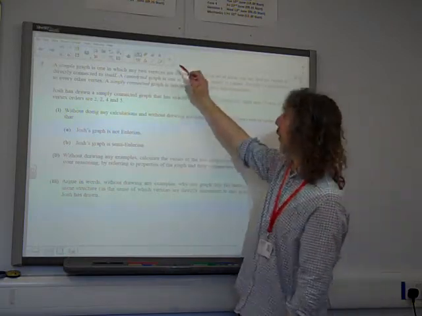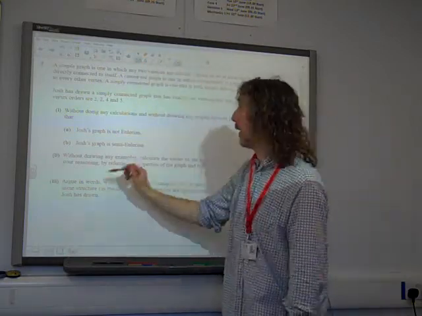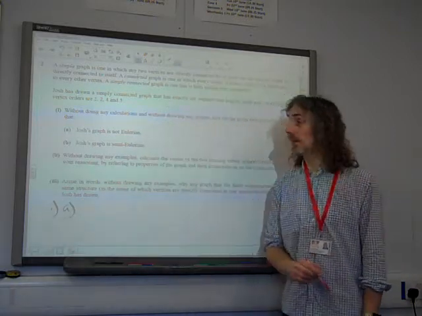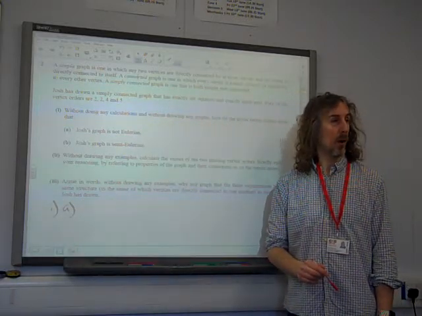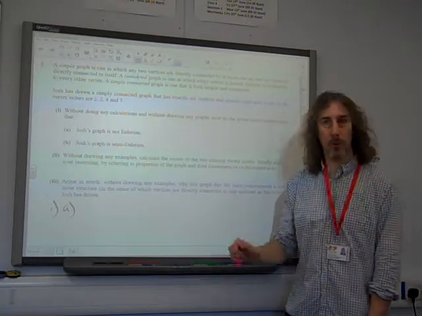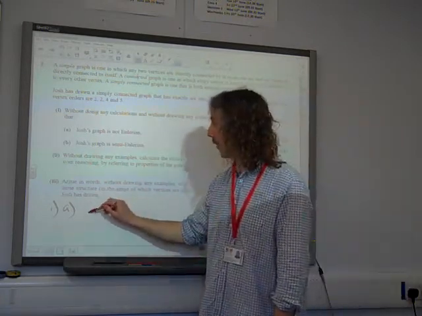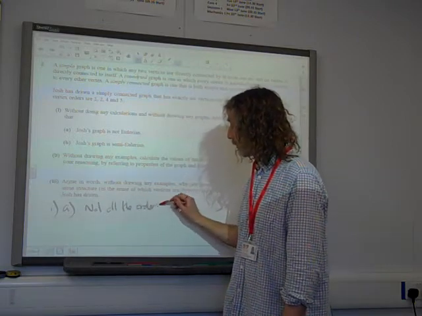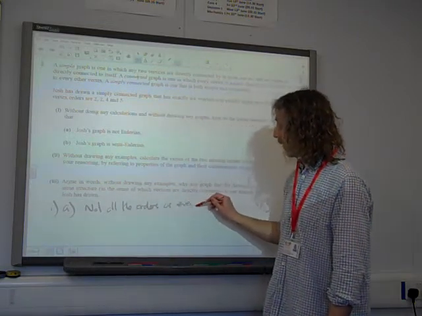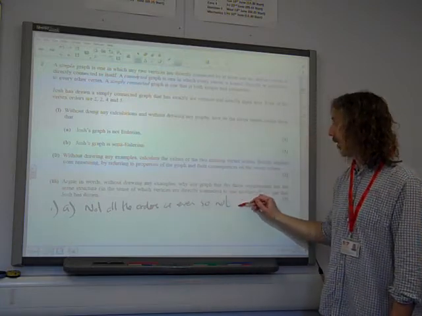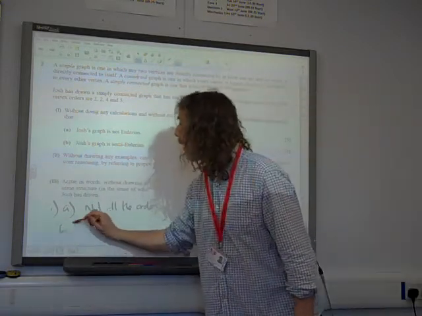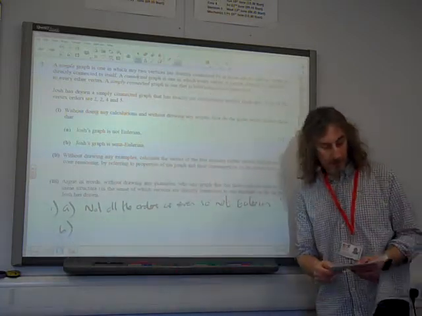So for part A, we know it can't be Eulerian because it has nodes of odd order. Not all the orders are even. So not Eulerian. That's the first bit. Part B, Josh's graph is semi-Eulerian.